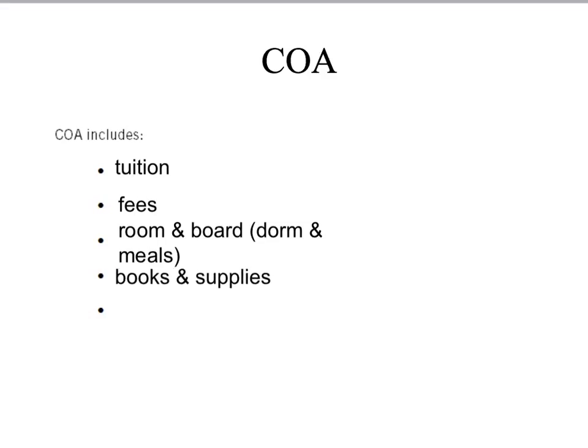Books for college are super expensive. If you know anybody who's in college now or who has gone to college, books are usually hundreds of dollars per semester. So we also have to factor that into our COA because it is a pretty big expense for us. And then the last thing that this would include would be transportation.